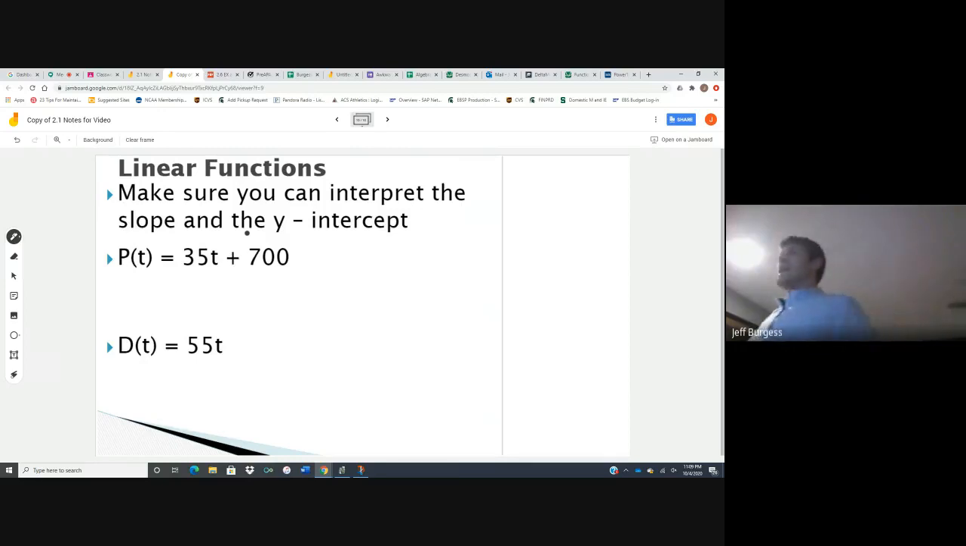So we're going to really ask you on everything you do to make sure you interpret both your slope and your y-intercept. So the key thing here, and we're going to work on this a lot in class, is that your slope, remember, is a rate of change.